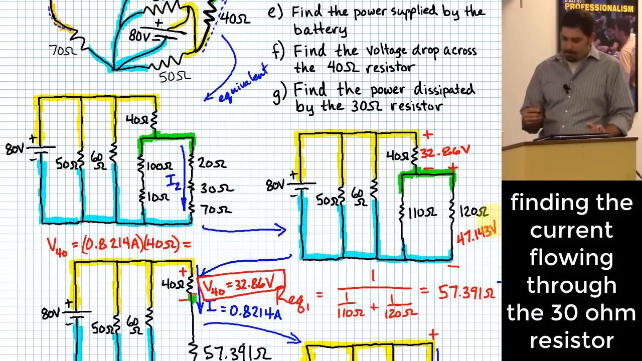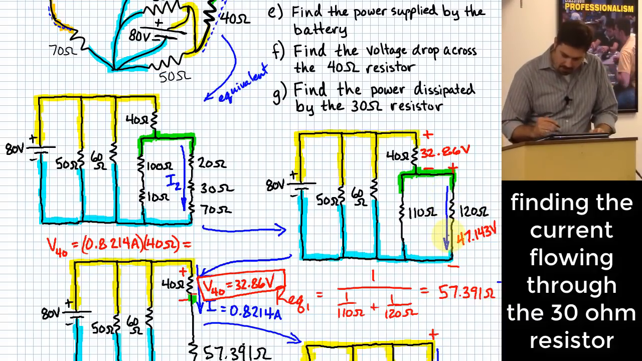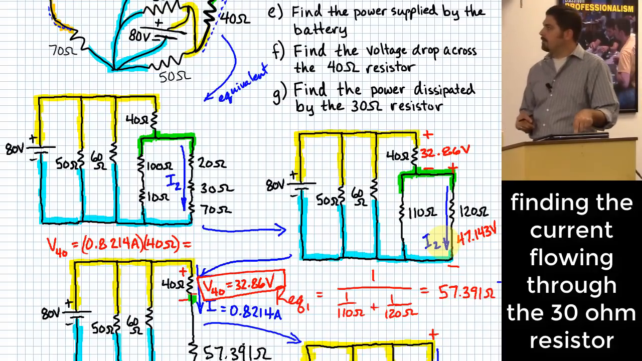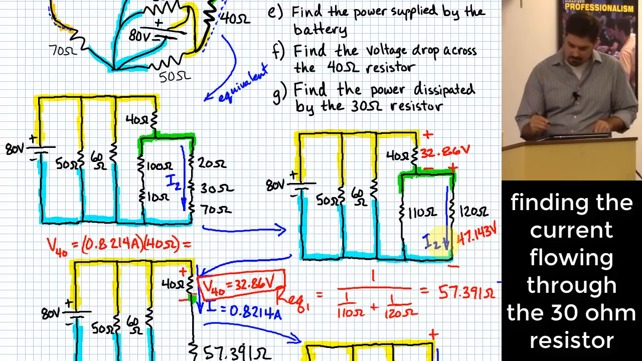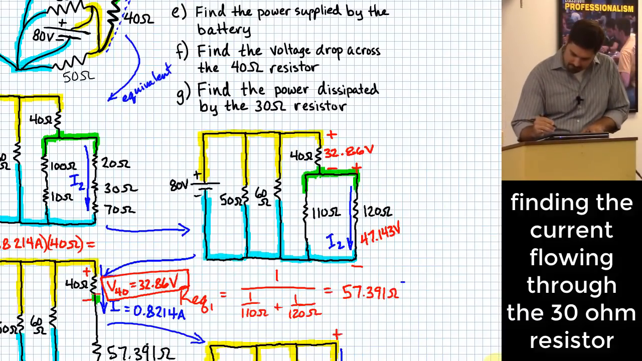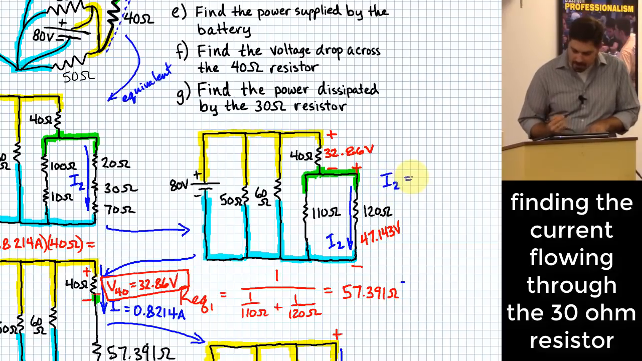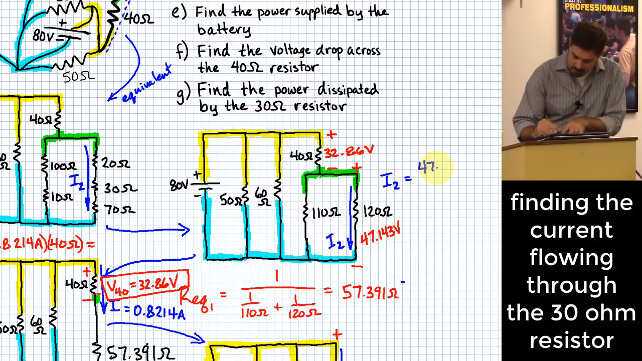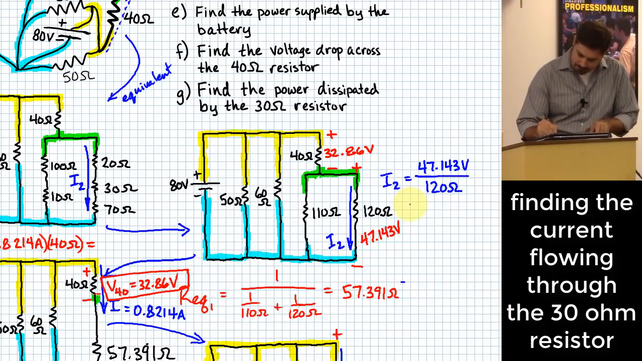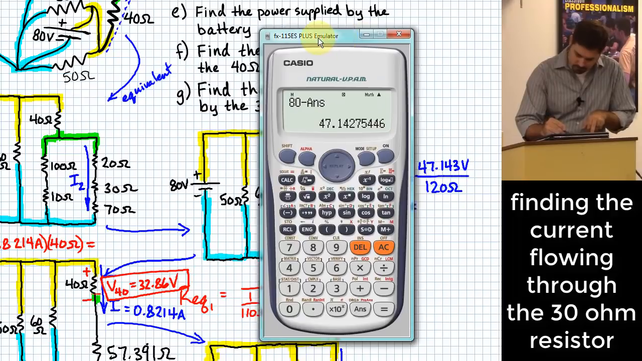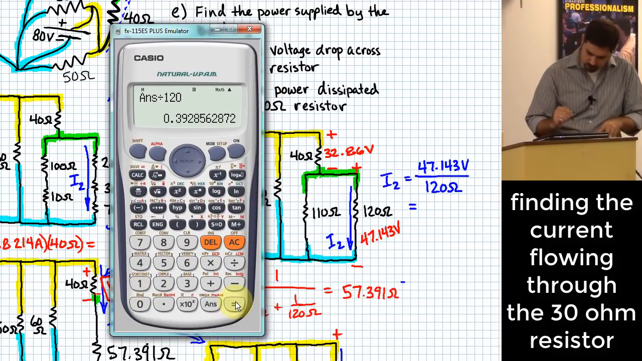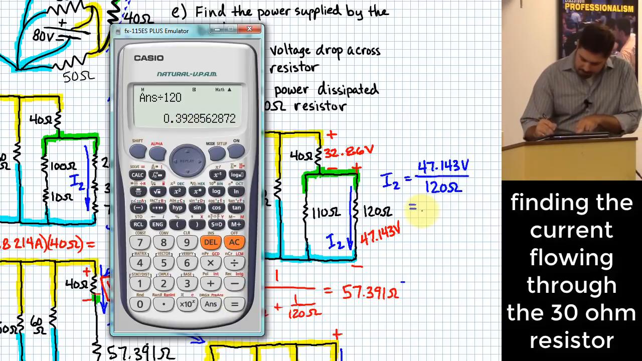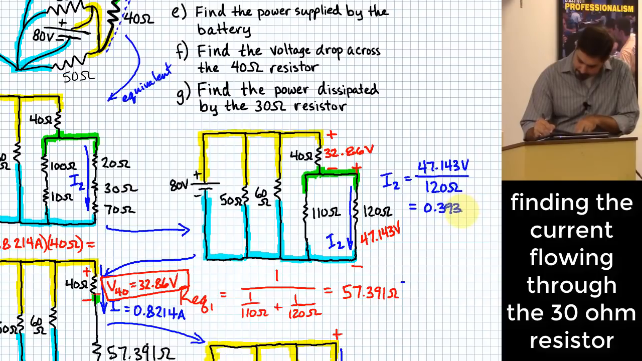Well, if that's the voltage drop, then what's the current? Because this current that we can find right here is I2 that I identified on that other drawing. So what would that current be? I2, just use Ohm's law. It's going to be equal to V over R. Agreed? So 47.143 volts over 120 ohms. That gives me 0.393, we'll say. That's in amps.